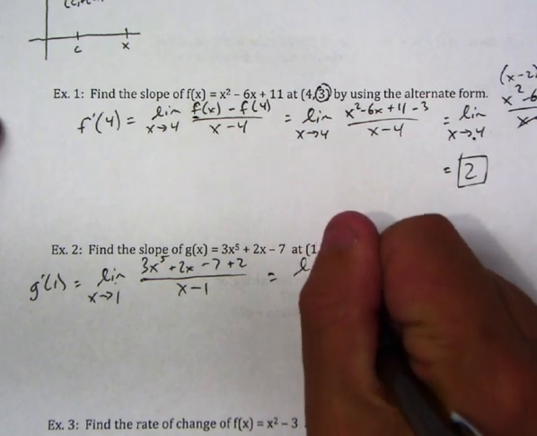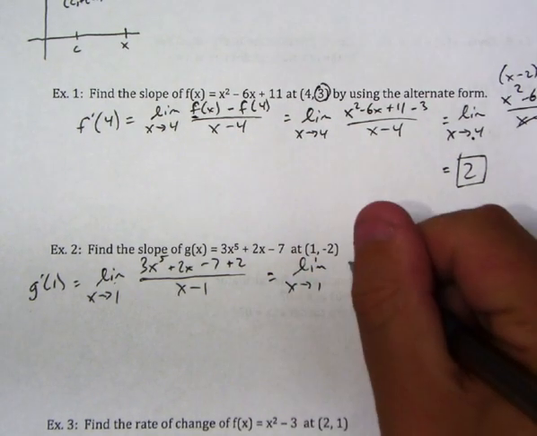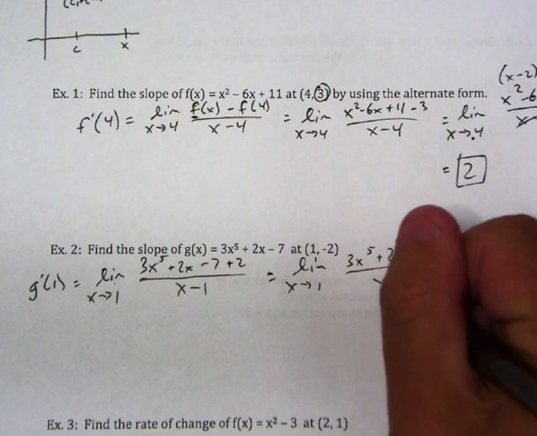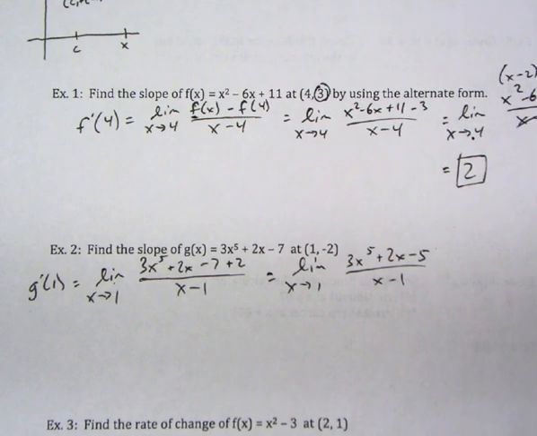Okay, let's combine like terms. So we have the limit as x approaches 1 of 3x to the 5th plus 2x minus 5 over x minus 1. Or we could try direct substitution, plug 1 in for all those x's, but we would get 0 over 0, so indeterminate form, can't do it. Okay, well, like the last problem, we would look to factor. So let's think about how we can factor quintic polynomials. Well, we've never learned that, and you're not going to, because I don't know how to factor a quintic polynomial. So we're stuck at this point.